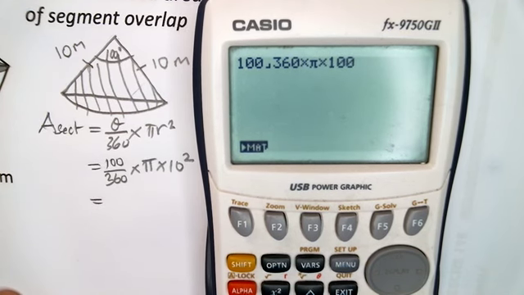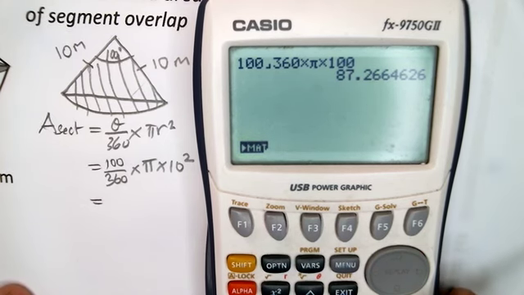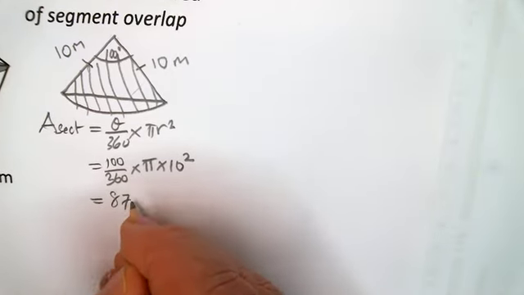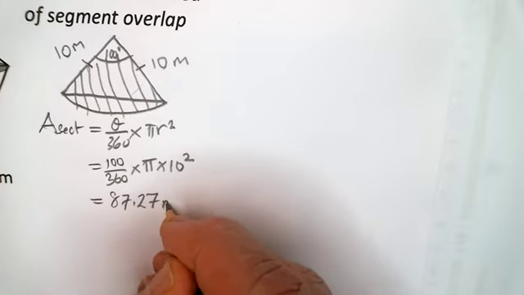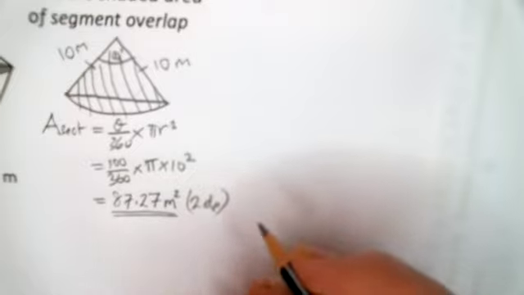I'm just going to write in 100. There it is. And I get 87 point, and I'm going to call that 87.26. No, 87.27. I'm going to round as I go. Not great mathematical practice, but the purpose of this is just to show the strategy for revealing the area of the segment. So I'm just going to go ahead and call that 87.27. Here it is. The area is 87.27. In this case, it's going to be square meters. It's to 2dp. There it is.